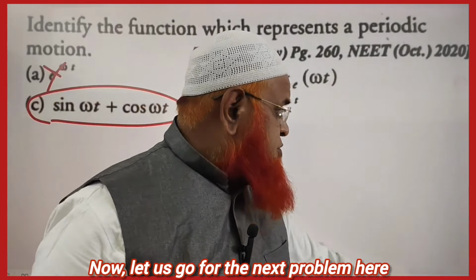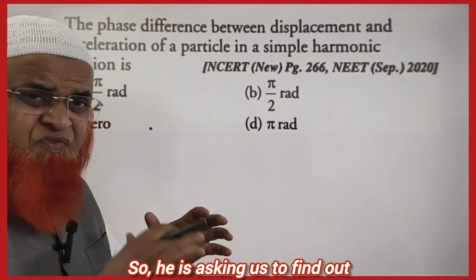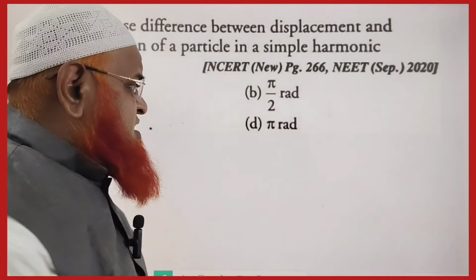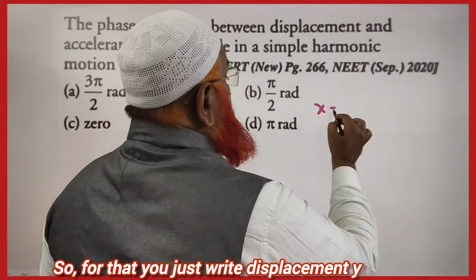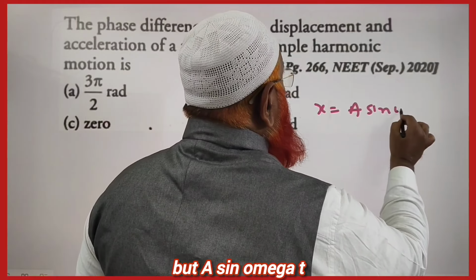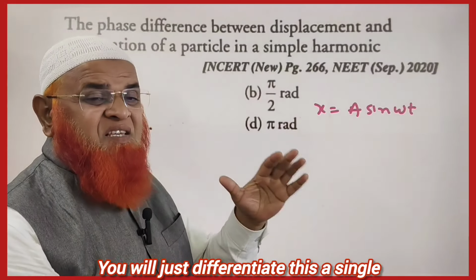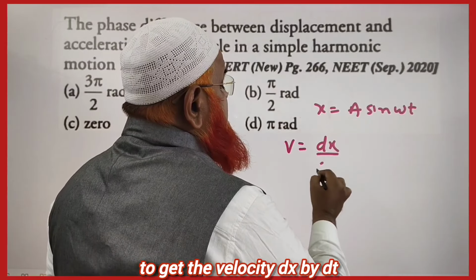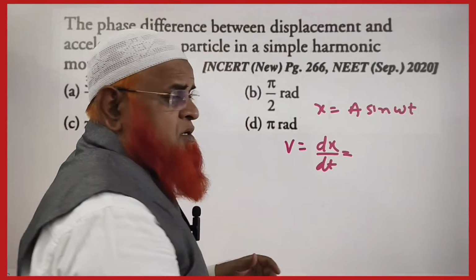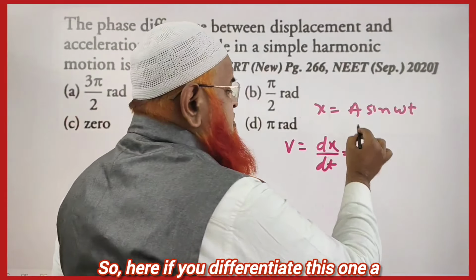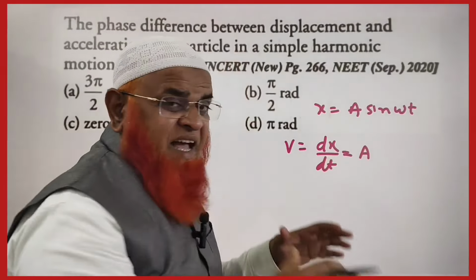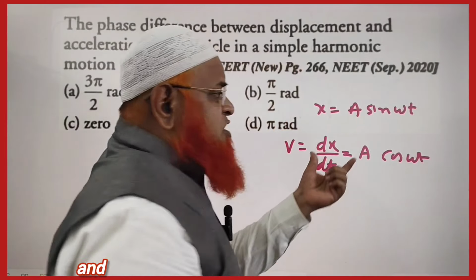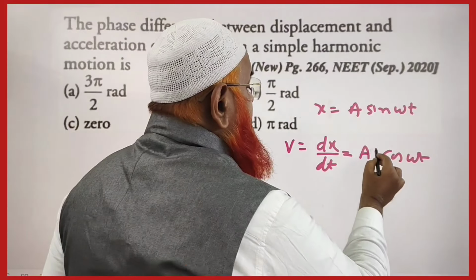Now let us go for the next problem here. He is asking us to find out the phase difference between displacement and acceleration. For that, you just write displacement, which is x equal to a sine omega t. You will differentiate this a single time with respect to time. Then you are going to get the velocity, dx by dt. If you differentiate this, a sine omega t is going to become a omega cos omega t.